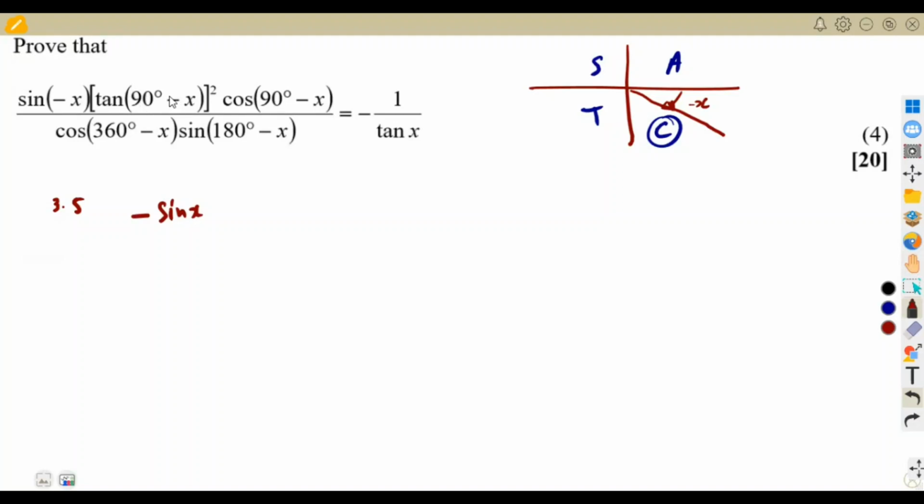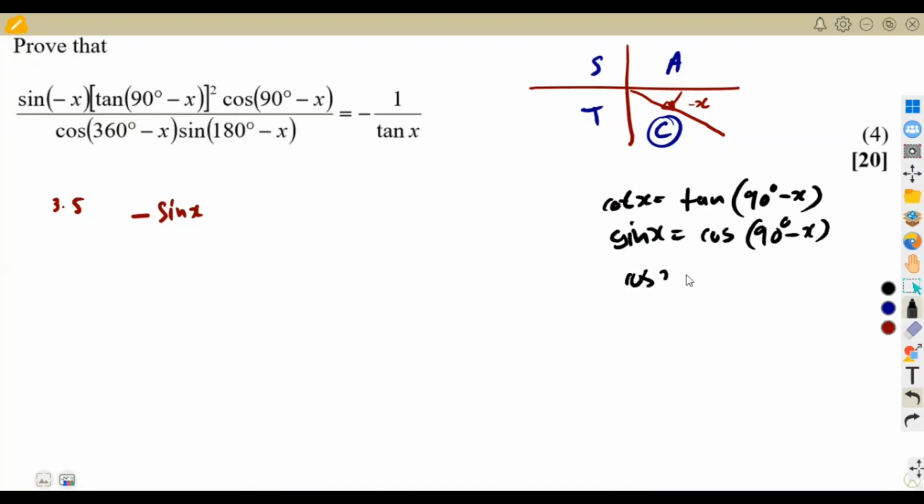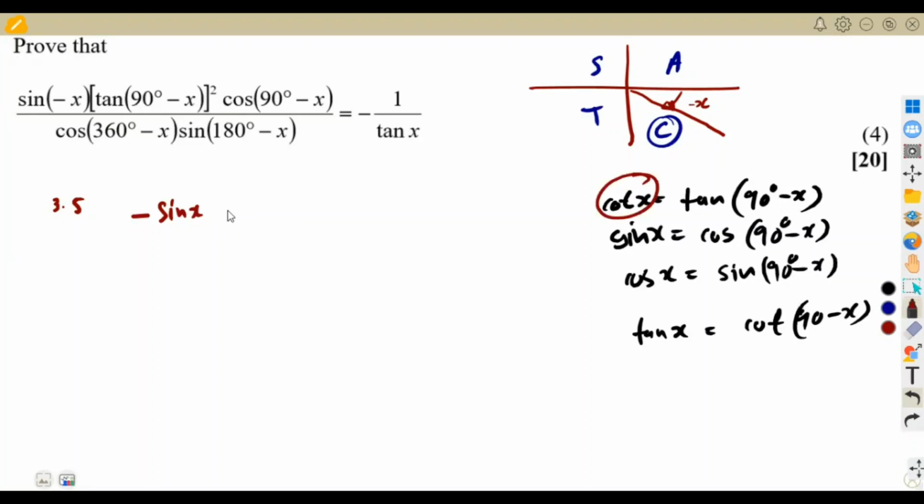Then we've got tan 90 degrees minus x. We talked about this and we said it's equivalent to cot x. Remember, cot x is equivalent to tan 90 degrees minus x. The sine of x is equal to the cos of 90 degrees minus x. The cos of x is equal to the sine of 90 degrees minus x. And the tan of x will be equal to cot 90 degrees minus x. You just have to know this scenario, guys. So the tan of 90 degrees minus x in this case is equal to cot x, but to the exponent of 2. So you're going to have cot x to the exponent of 2.